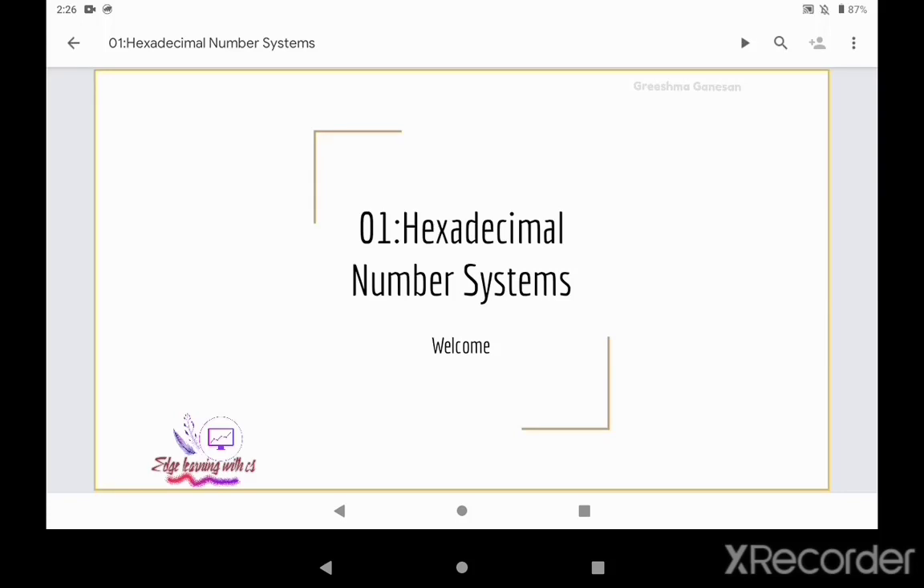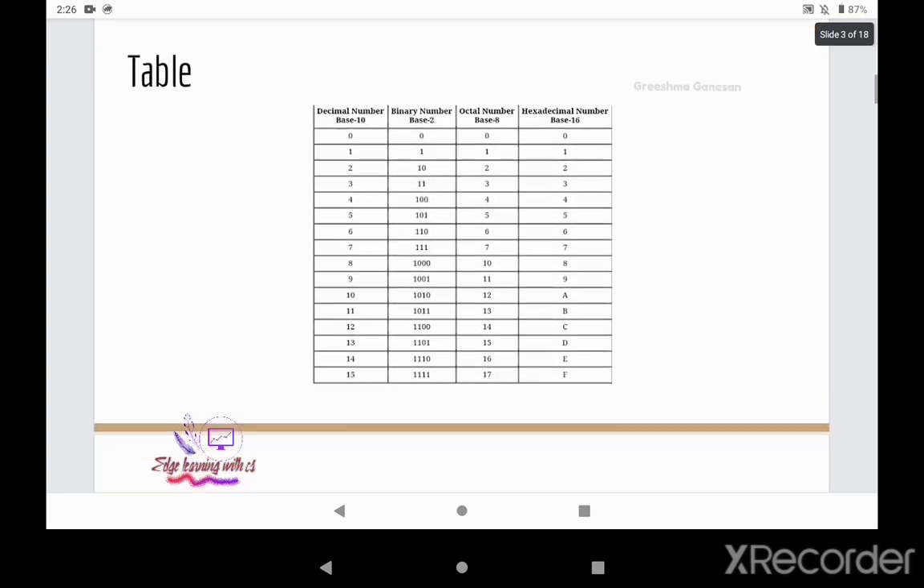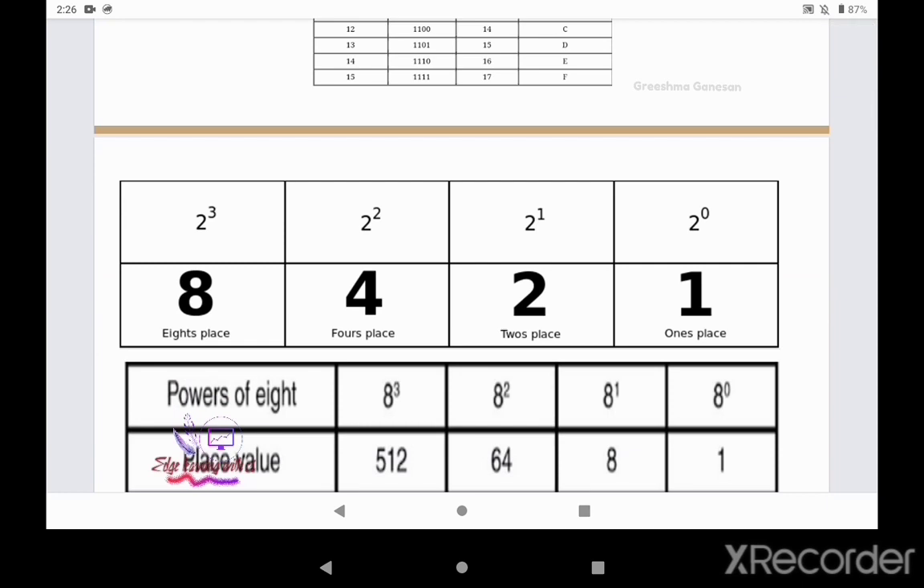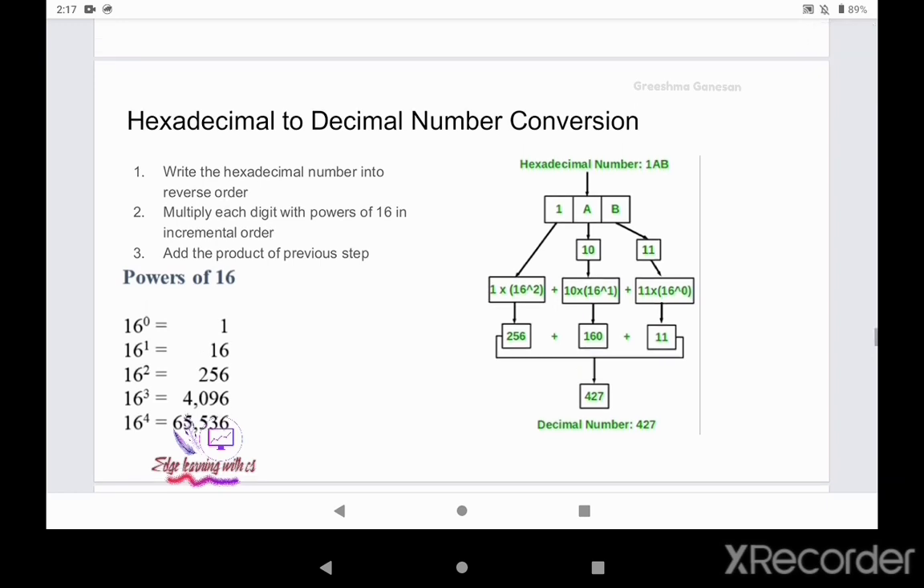Our first chapter is hexadecimal number systems, and we have discussed the 4 types of number systems which we are using, and we know how we can find the equivalent numbers. Next concept is hexadecimal to decimal number conversion. You know that the hexadecimal number's base is 16 and the decimal number's base is 10.